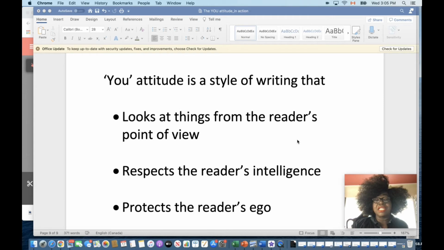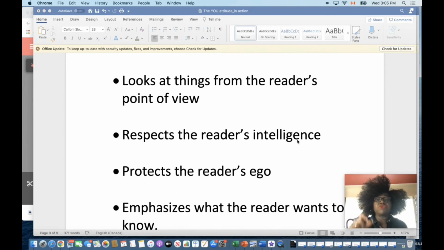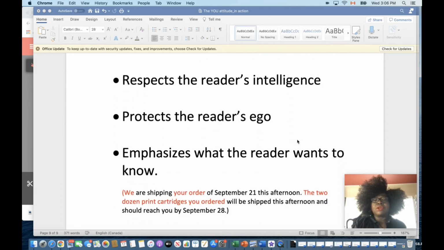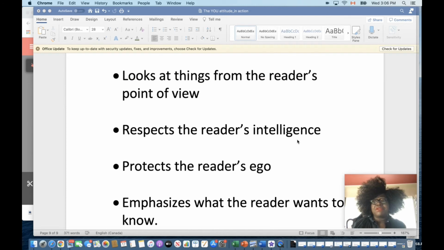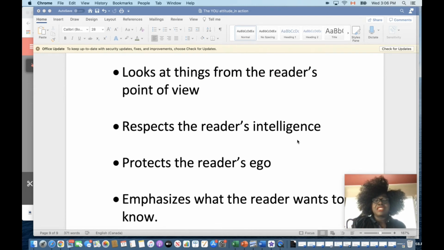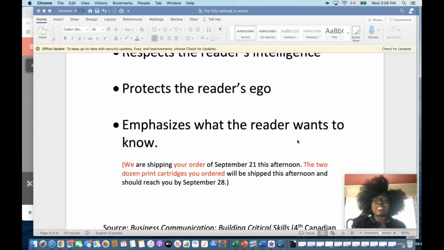To wrap this up, let me just remind you that the you attitude is a style of writing that looks at things from the reader's point of view. It respects the reader's intelligence. So you have to always think in terms of what the reader knows and don't tell them what they already know. You also want to protect the reader's ego. And if it's something that's going to hurt their ego, you avoid saying it. And it also means that you emphasize what the reader wants to know.